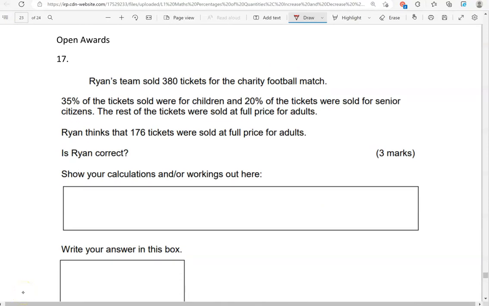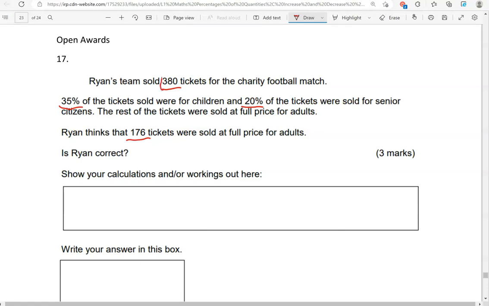Ryan's team sold 380 tickets for the charity football match. 35% of the tickets sold were for children and 20% of the tickets sold were for senior citizens. The rest of the tickets were sold at full price for adults. Ryan thinks that 176 tickets were sold at full price for adults. Is Ryan correct? Show your calculations and the workings out here.